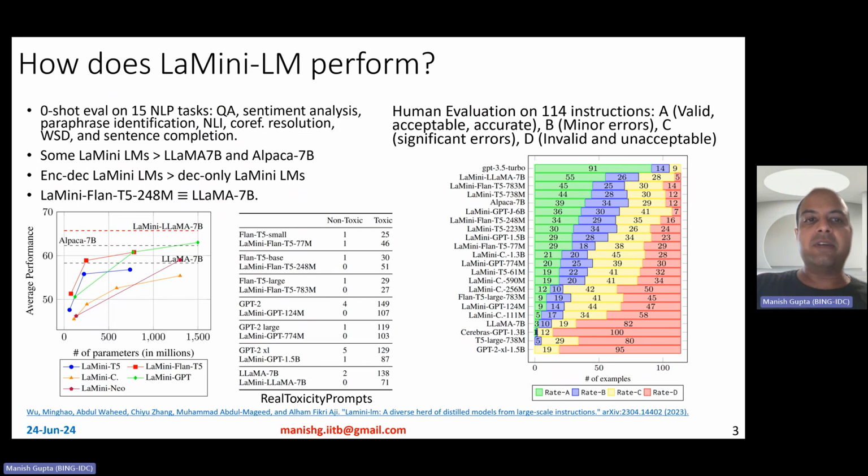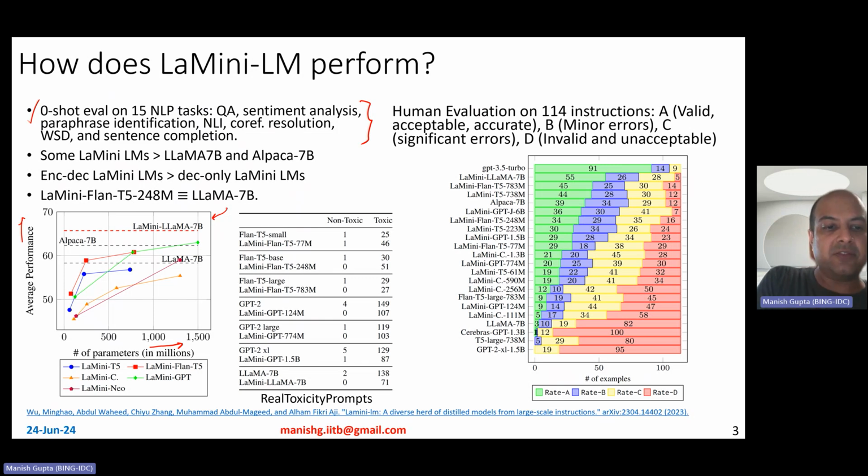So they perform zero-shot evaluation on 15 different NLP tasks covering question answering, sentiment analysis, paraphrase identification, natural language inferencing, co-reference resolution, word sense disambiguation, and sentence completion. And here are the results. So if you look at these results, on the x-axis, there is the number of parameters, and on the y-axis, there is average performance across these 15 different NLP tasks.